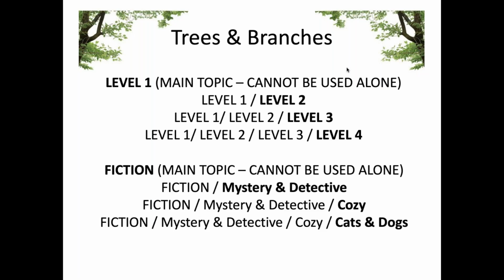So here's an example of a tree in fiction. This is the fiction, mystery, and detective tree. First we drill down in mystery and detective to cozy. And then we can even drill down within cozy to find something more specific like cats and dogs. And there's about 3 other subcategories within cozy, so you can get pretty specific there. And when you're assigning a subject, you always want to drill down. If there's a tree, you always want to drill down to the most specific branch.